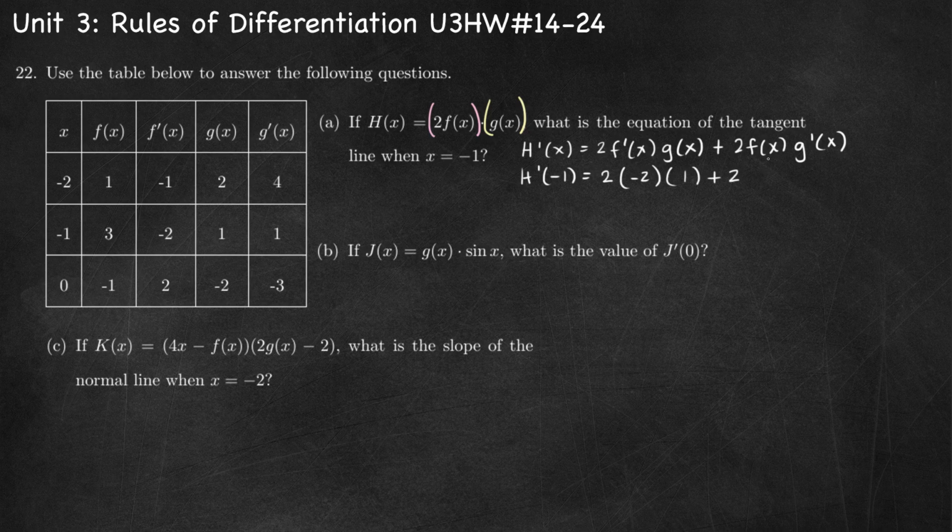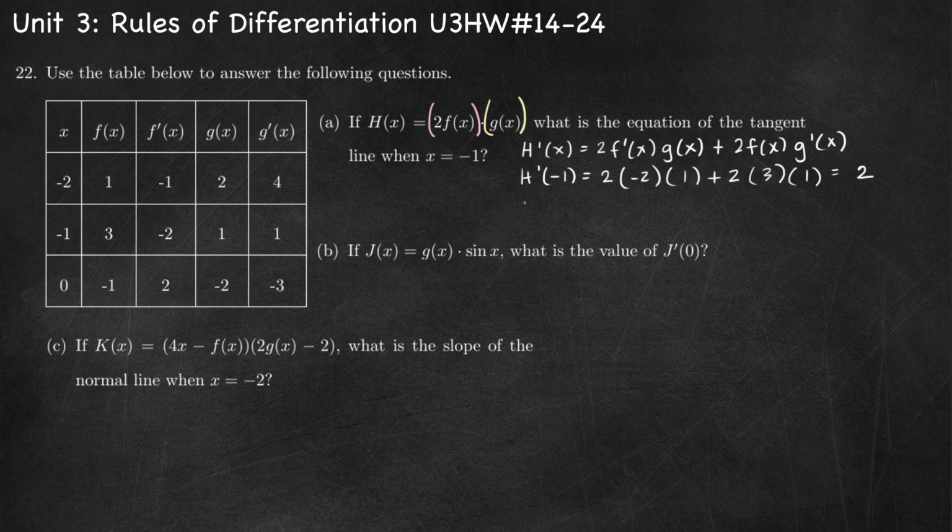Plus 2 times f of negative 1. F of negative 1 from the table is 3. And g prime of negative 1 is 1. So this gives us negative 4 plus 6 equals 2. H prime of negative 1 is 2, so that's going to be the slope of my tangent line.